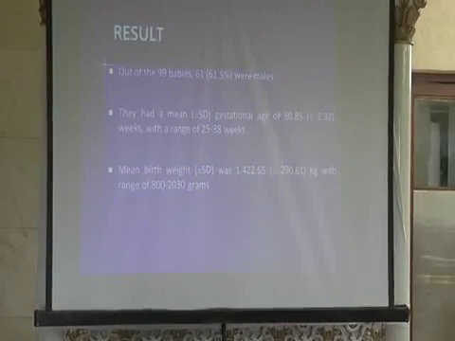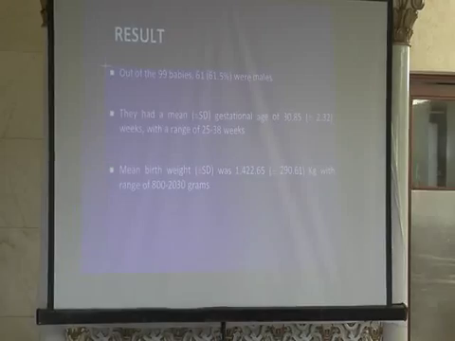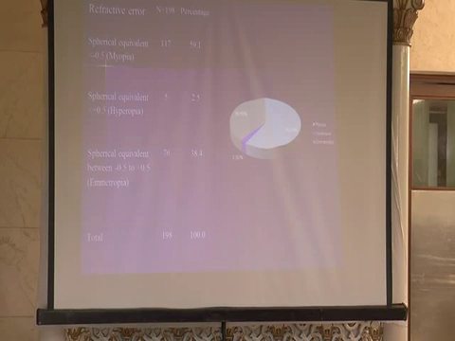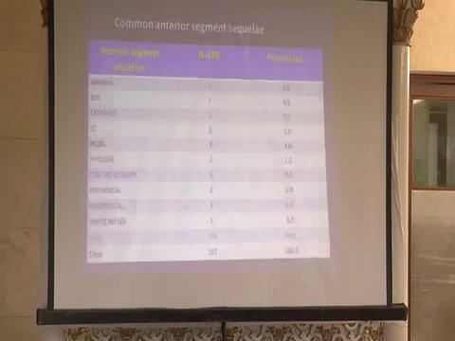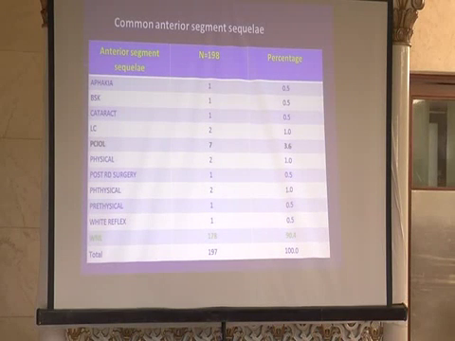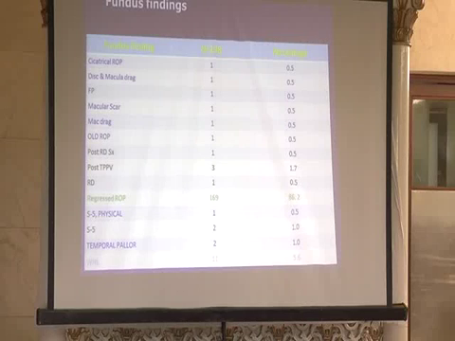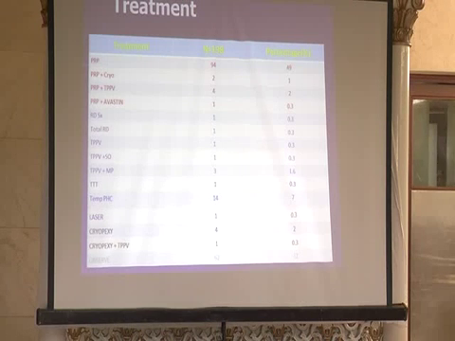Coming to the results, of the 99 babies, 61 were males. They had a mean gestational age of 30.85 weeks and mean birth weight of 1.42 kgs. Best corrected visual acuity was 6/6 in 40% of eyes. Myopia was prevalent in 59% of the eyes, hyperopia in 2.5% and emmetropia in 38.4%. Coming to the anterior segment sequelae, pseudophakia was present in 3.6% of eyes with posterior chamber intraocular lens. 23% had strabismus, 5 being esotropic, 9 of them being exotropic, and a few had nystagmus with or without strabismus. ROP had regressed in 86.2% of the eyes. PRP was done in 49%.